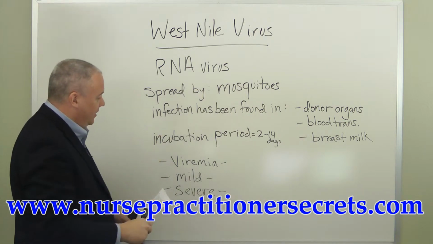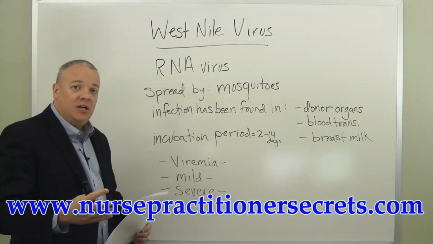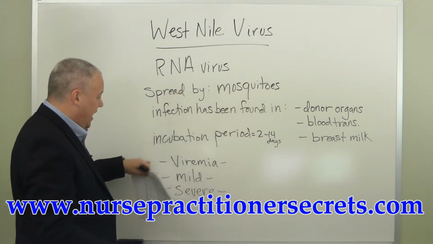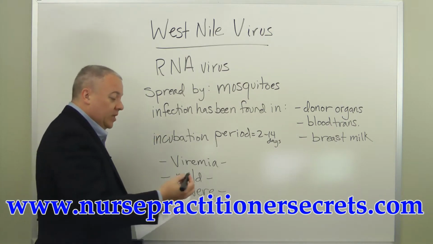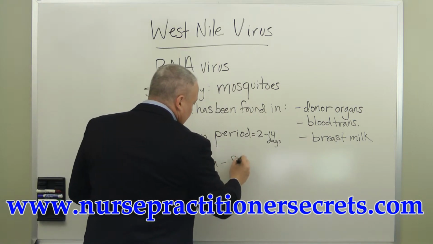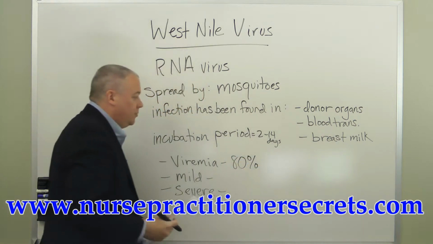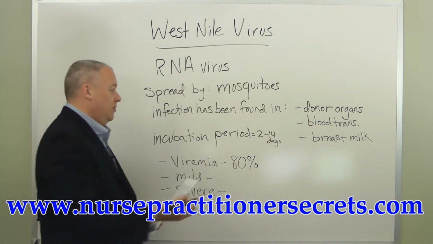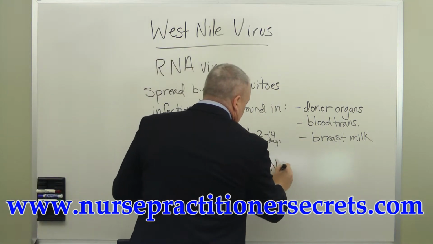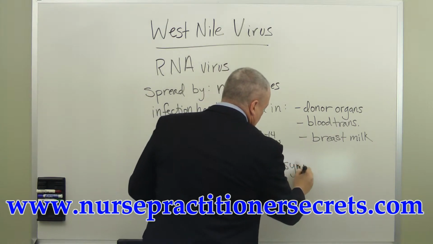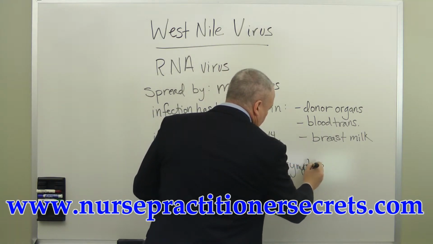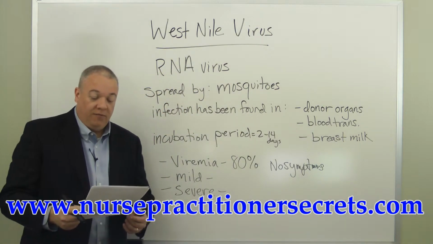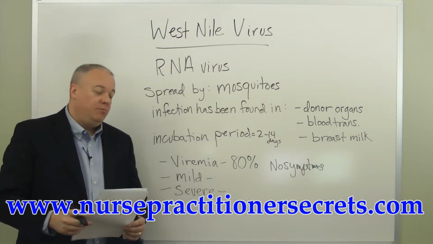We want to talk then just about the various severity levels of this particular virus, and the largest category by far is viremia, and this occurs in about 80% of those who are exposed to infected mosquitoes, and they show no symptoms whatsoever. And that's a good thing. So 80% of those who are infected show no symptoms whatever.